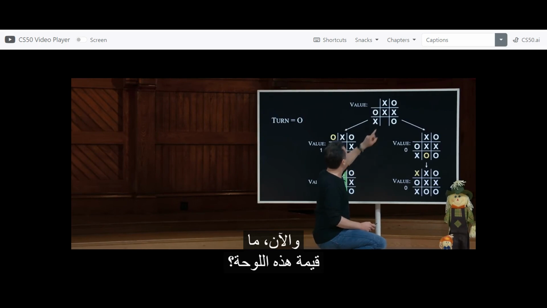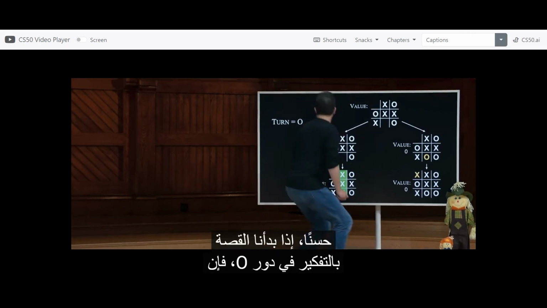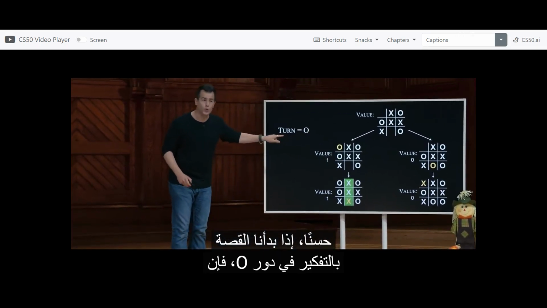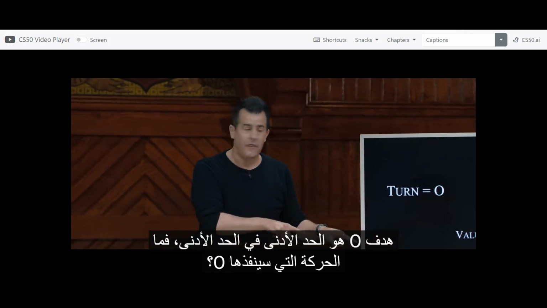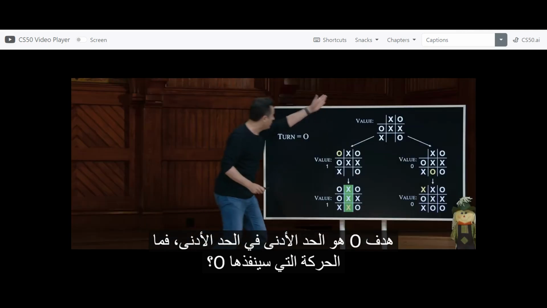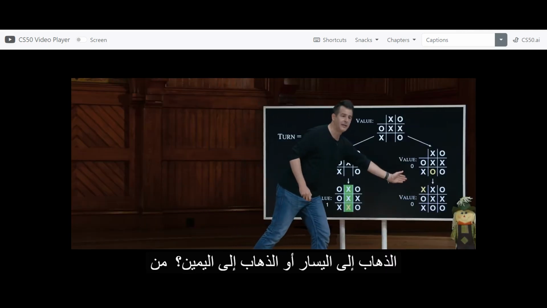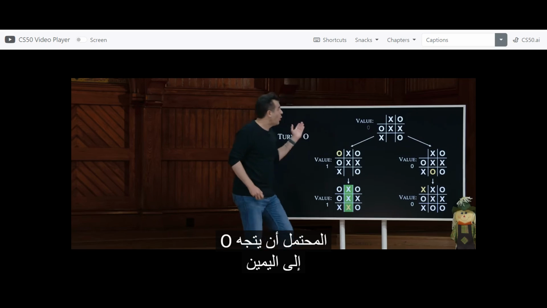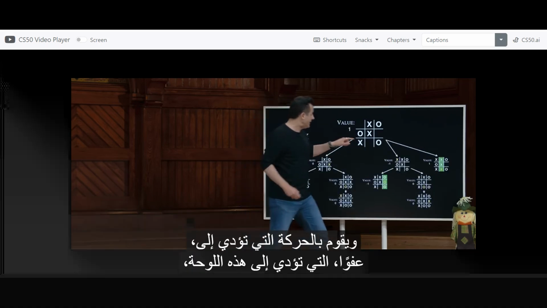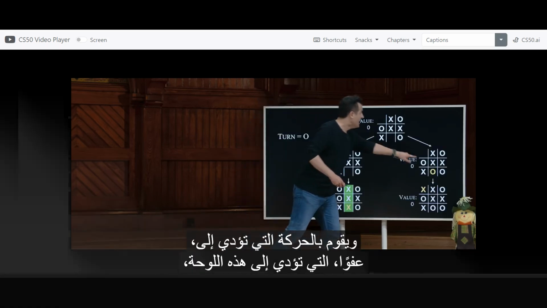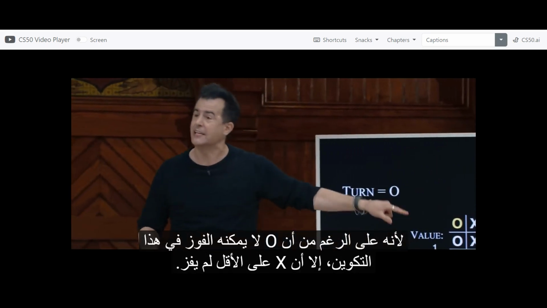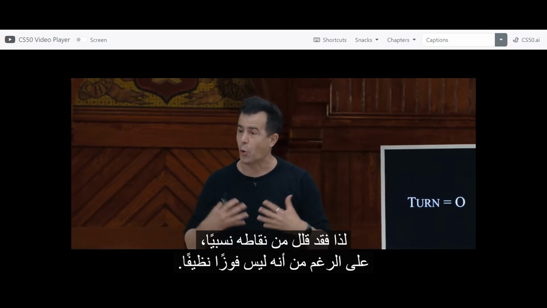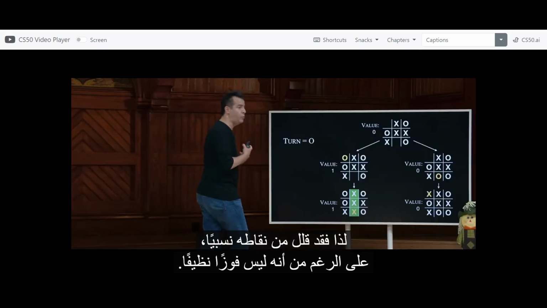And so now, what's the value of this board? Well, if we started the story by thinking about O's turn, O's purpose is the min in Minimax, then which move is O going to make? Go to the left or go to the right? O is probably going to go to the right and make the move that leads to this board, because even though O can't win in this configuration, at least X didn't win. So it's minimized its score relatively, even though it's not a clean win.